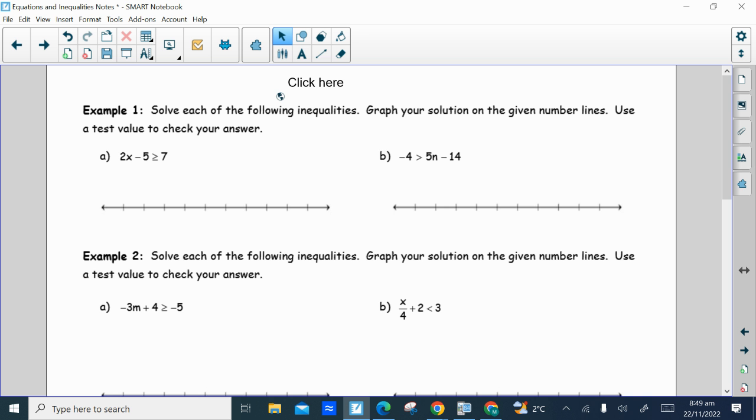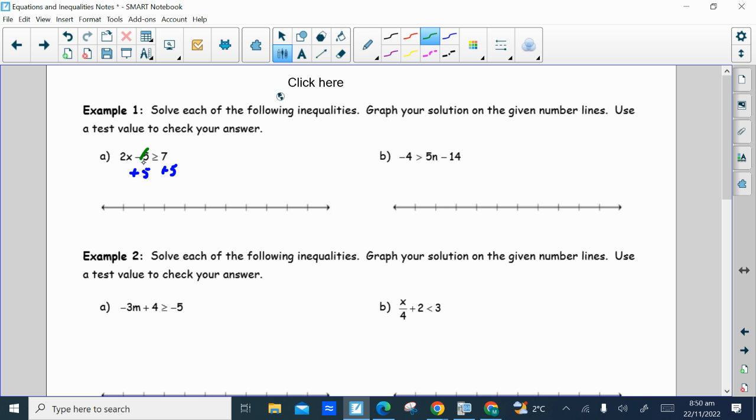So we're going to solve these inequalities and graph the solution on the number lines, and then it says use a test value to check our answer. So again, we do exactly the same thing as we did with the equations, except if you end up multiplying or dividing by a negative value, we have to remember to reverse the inequality. So we want to get x by itself. And the first step then would be to get rid of the minus 5 by adding 5 to both sides.